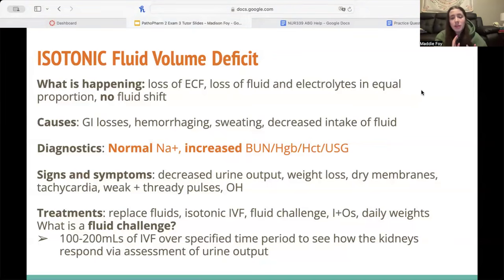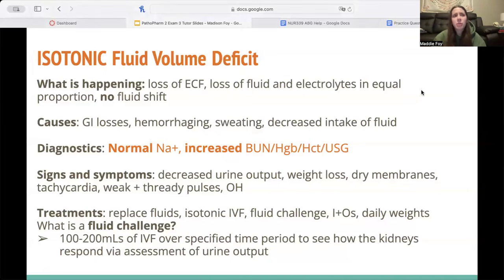With fluid volume deficits in general, you're going to see an increase in BUN, hemoglobin, hematocrit, and urine-specific gravity. Once you know this, you're good, but I do remember it was kind of hard to grasp that in the beginning because you think less fluid, less of everything, you have less blood, so you would have less hemoglobin.